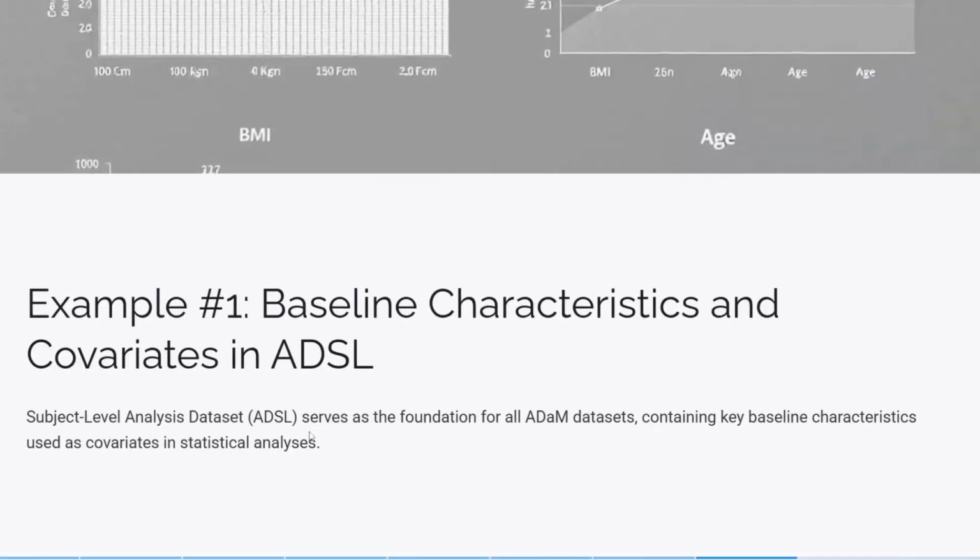So example 1, the baseline characteristics and covariates in ADSL. Subject-level analysis datasets serve as a foundation for all the ADaM datasets, containing the key baseline characteristics and used as covariates in statistical analysis.